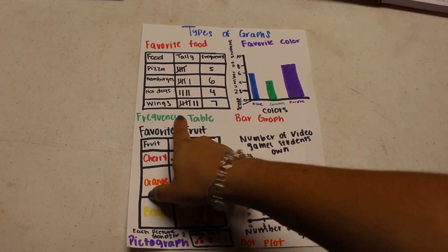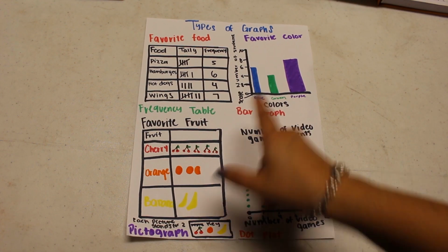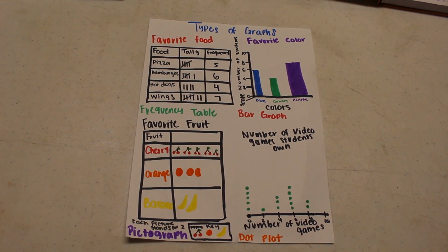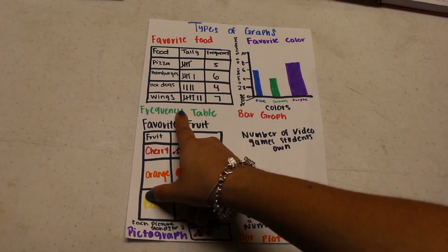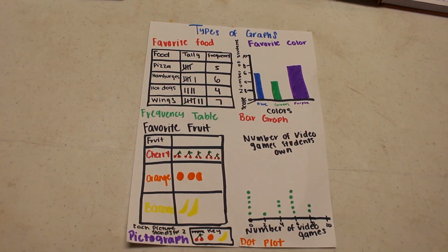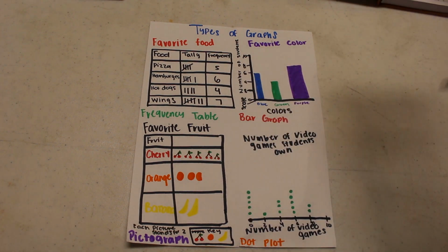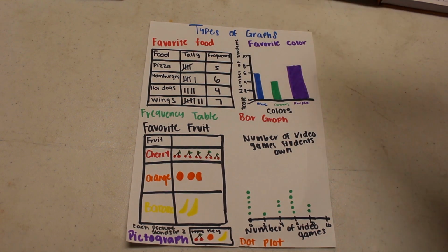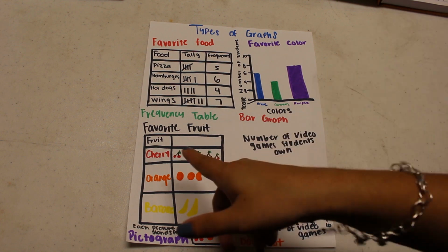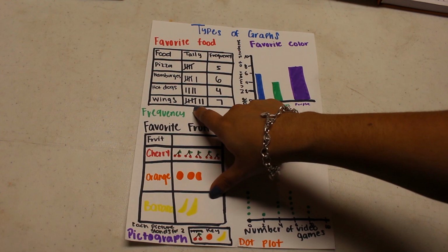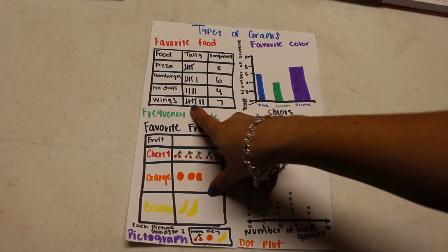We have a frequency table, a bar graph, a pictograph, and a dot plot. From what I had previously said, a frequency table is used to tell the number of times an event, a category, or a group occurs. Here we have a frequency table made for the favorite foods. The categories that we have are pizza, hamburgers, hot dogs, and wings. As you can tell, we have the tallies that have been marked and the number representing how many tallies we have.